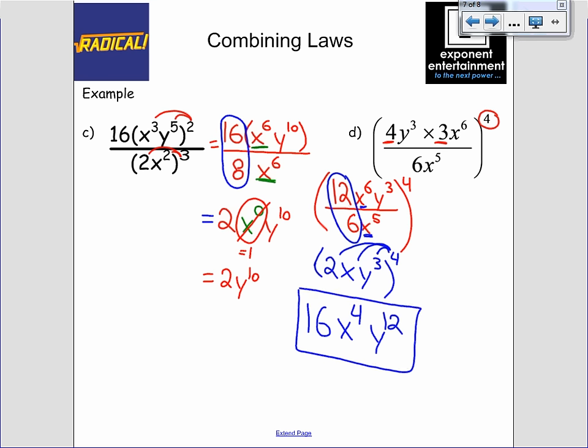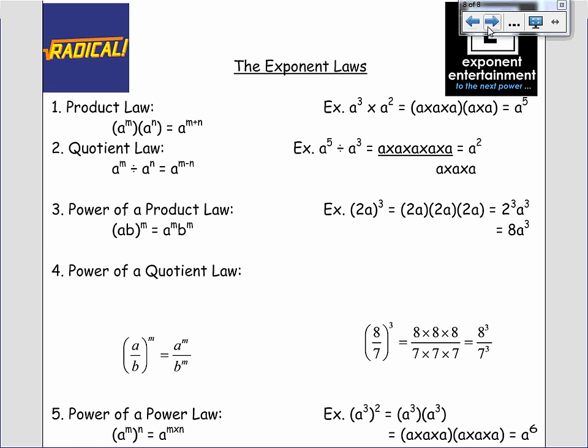This page is just a formula sheet that shows you all of the powers, all of the laws that we learned, except for the zero law. So the zero law is not on your formula sheet. The rest are all here: product law, quotient law, power of a product law, power of a quotient law, power of a power law, and an example for each one is there. This is a great reference guide, as well as the examples we've done up until now.